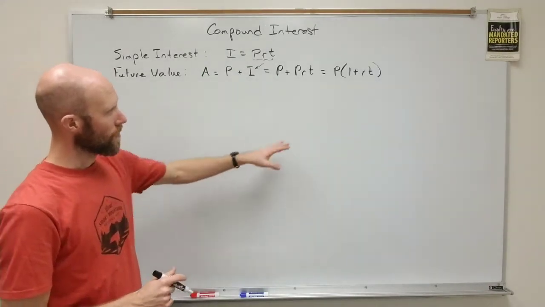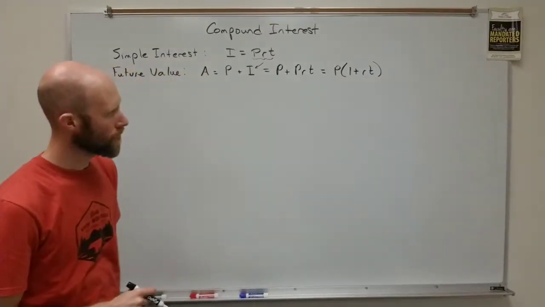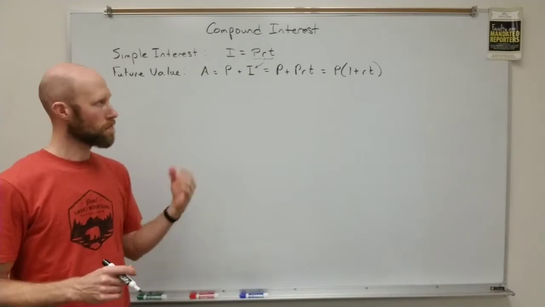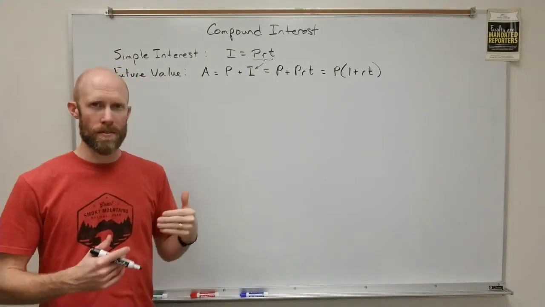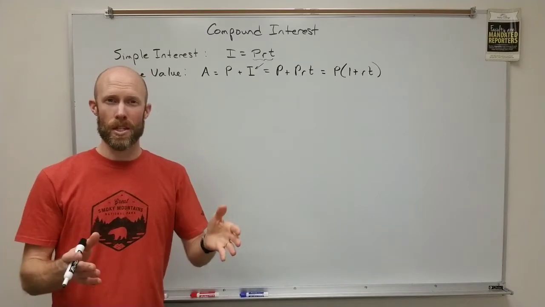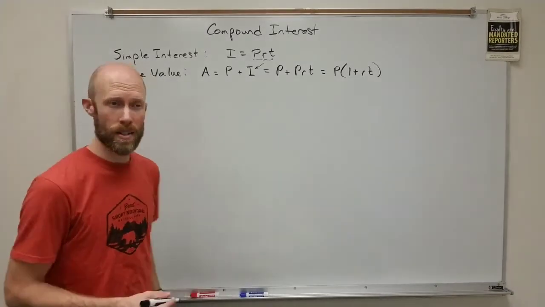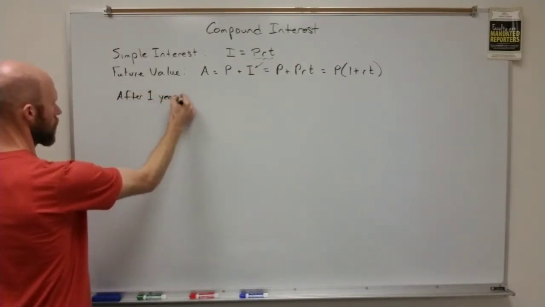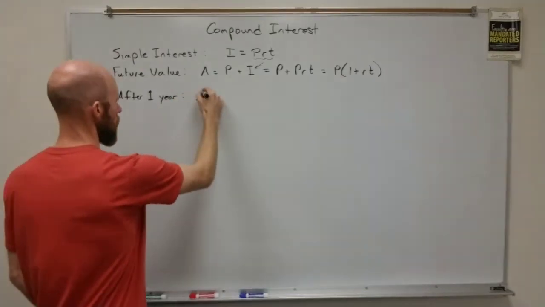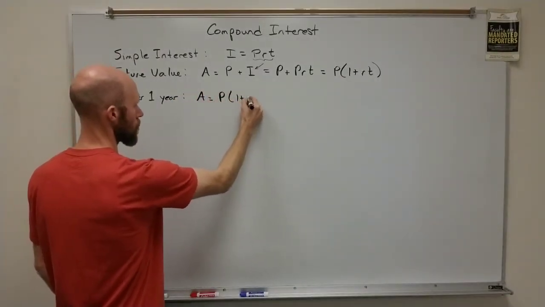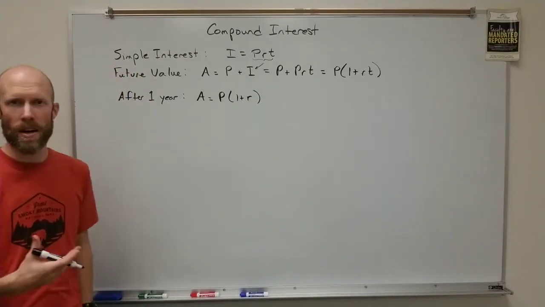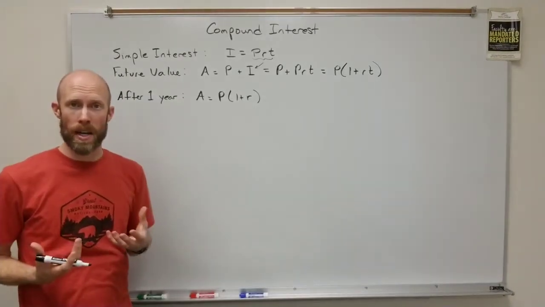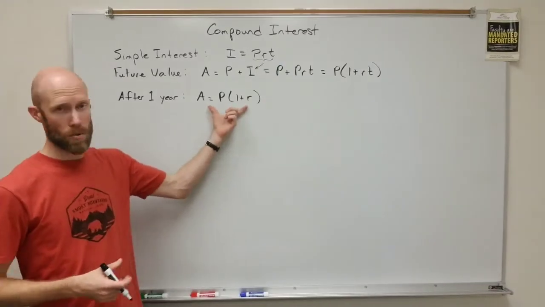Now, if I were to consider this as an annual compounding, the bank gives you interest at the end of the first year. So T is 1, right? T would be 1 year. So after 1 year, A is equal to P times 1 plus R, right? The T value is just 1. That would be the case if you were just to withdraw the money after 1 year exactly, okay? This is how much you would have in the account.